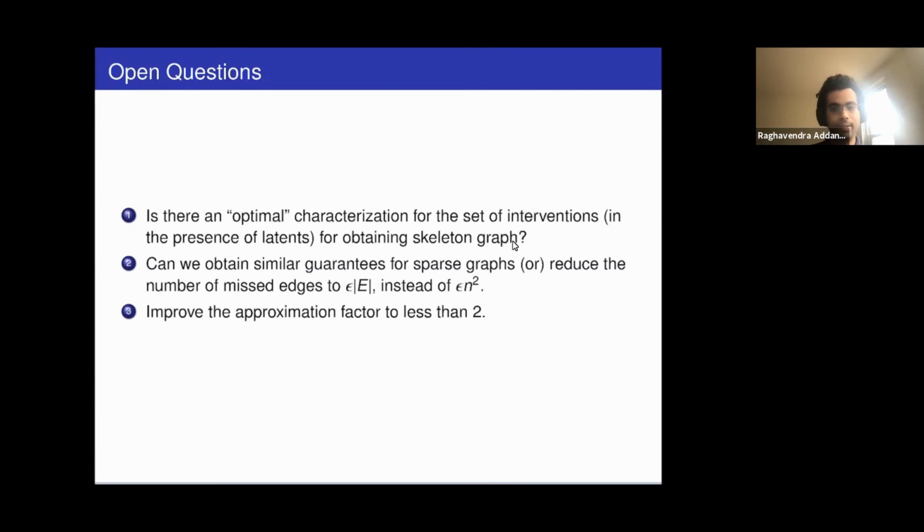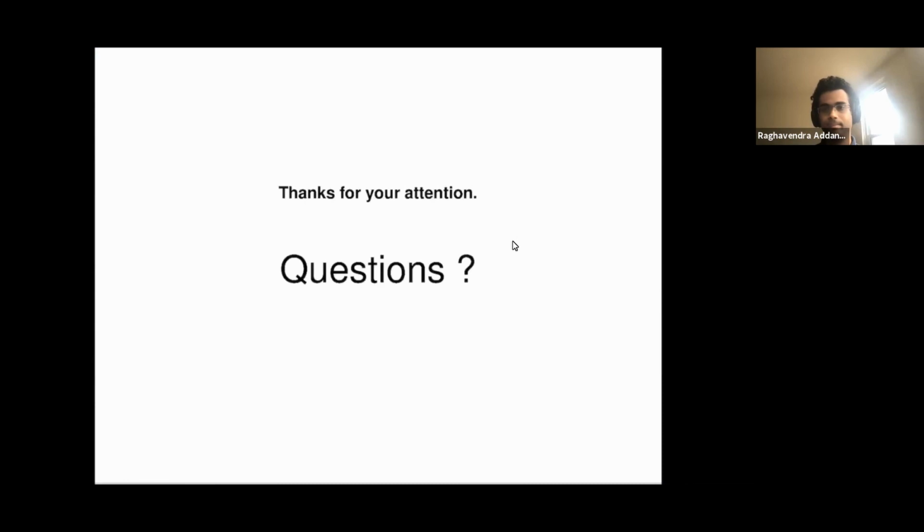Another interesting open question could be to improve the approximation factor to less than 2. That's it. If you have any questions, please ask.